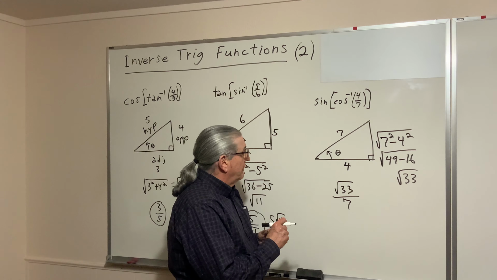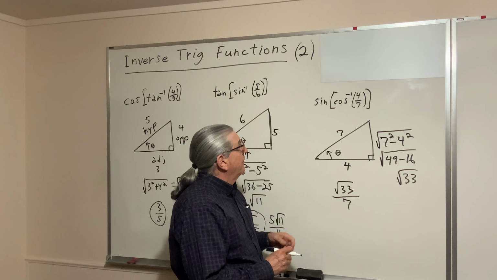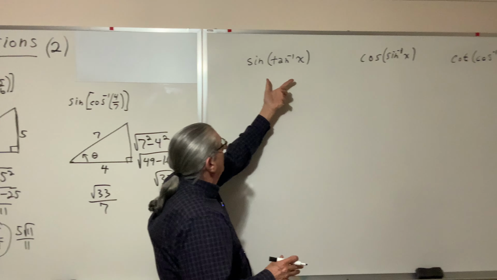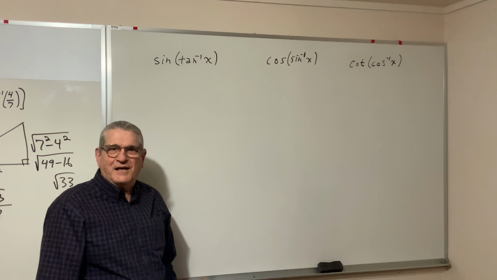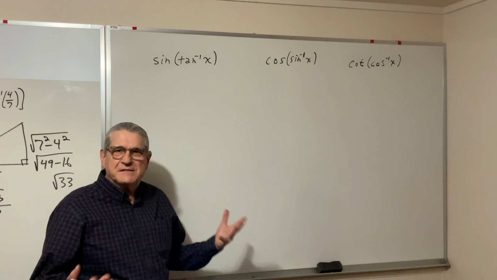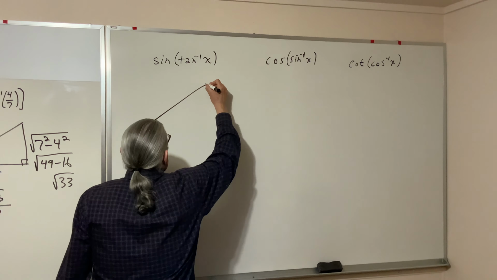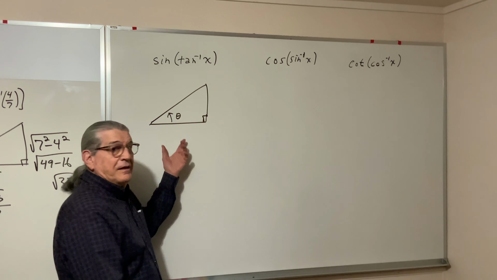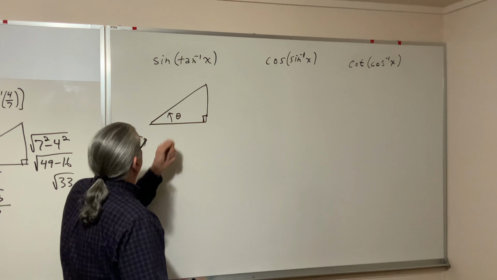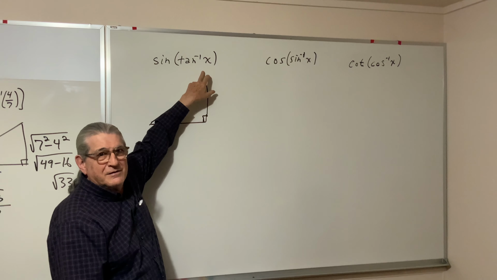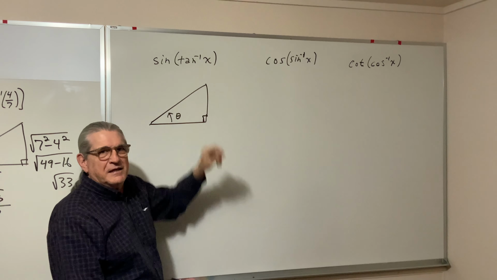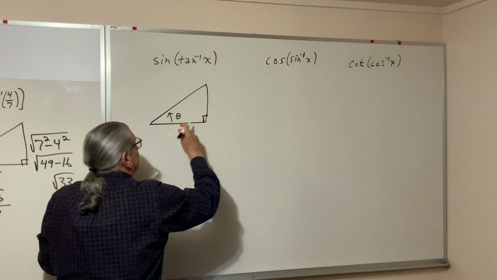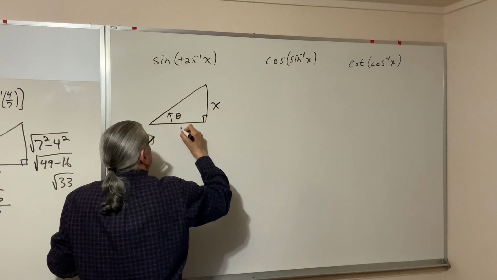Okay, and we can check these to make sure they're right, but let's try another type. Here we have x's here. We can't check these with a calculator. We can't put these in a calculator, but we can do the same thing we did before. So I make a triangle. Here's my theta. We have the inverse tangent of x. The tangent is the opposite over the adjacent. So that means this must be an x if this is a 1.